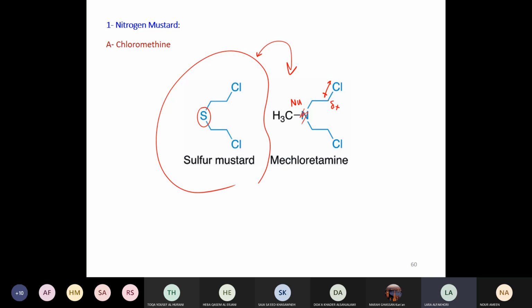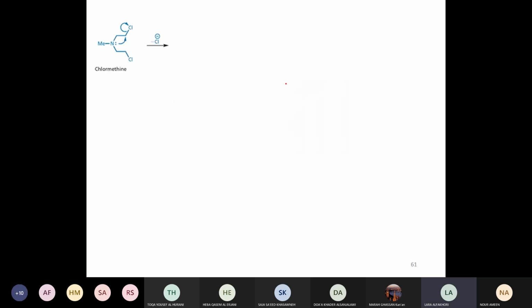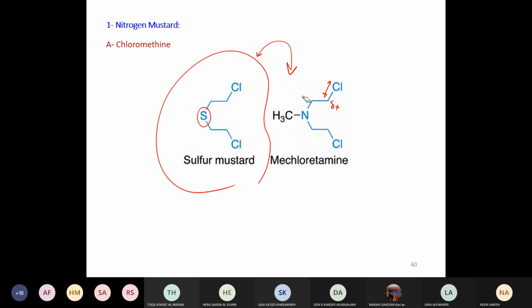Having a nucleophile right next to an electrophile in the same molecule, what do you expect will happen? What do you think will happen? Exactly. That lone pair of electrons can easily attack this carbon and break the bond between the carbon and the chlorine. What forms? A covalent bond between the nitrogen and this carbon, and a cyclic structure.